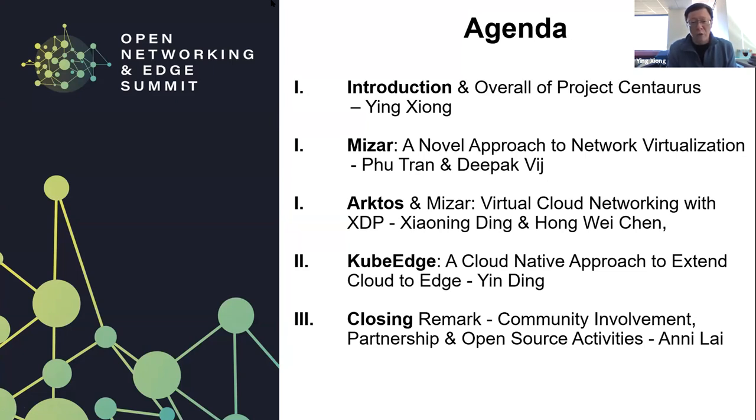Xiaolin and Hongwei will discuss a project called Arctos. Arctos is a sub-project of Centeras for compute. They will focus more on how to integrate it with NISA, the network solution, to make Arctos a scaled cloud networking with XDP. After that, Dean will introduce and discuss the KubeH project.